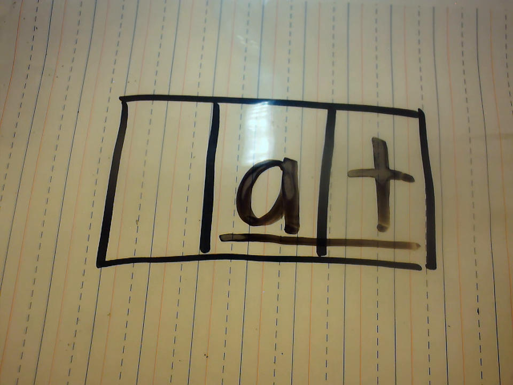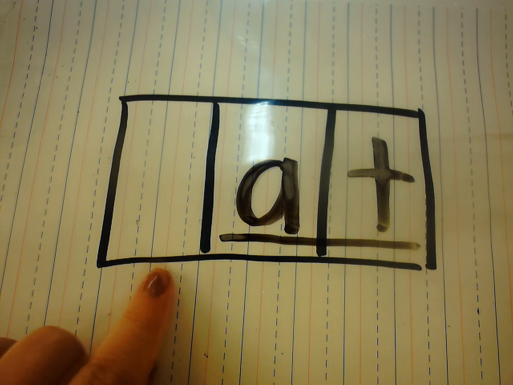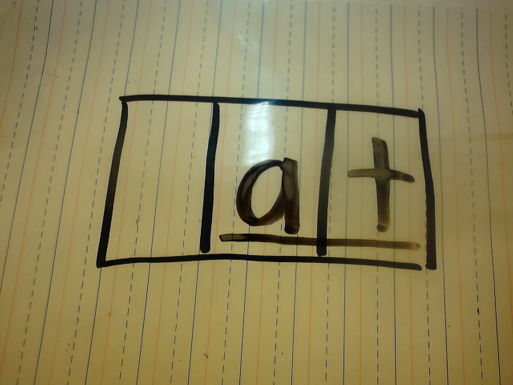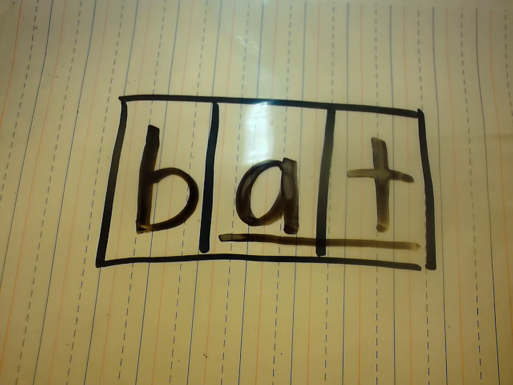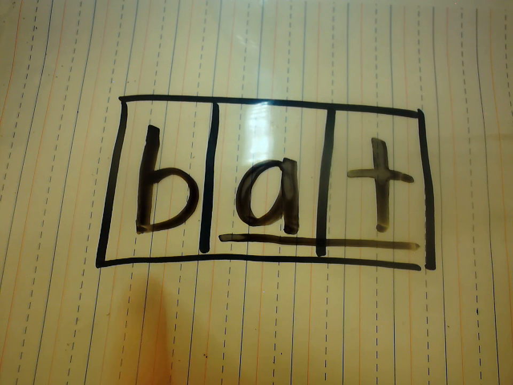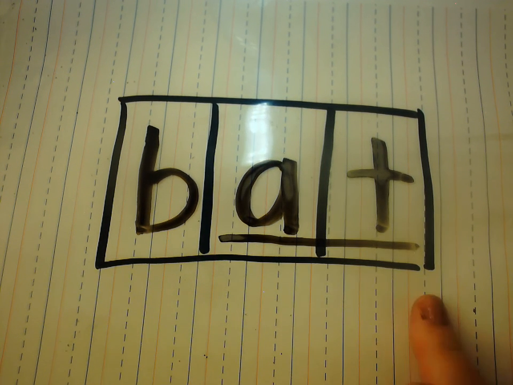My next letter is B. B, B, bear. Let's put the B there. B, B, B. Oh, wait a minute. Which direction does he go? I think that his big belly sticks out to this side. Oh, it does. I was right. B, at. Bat.